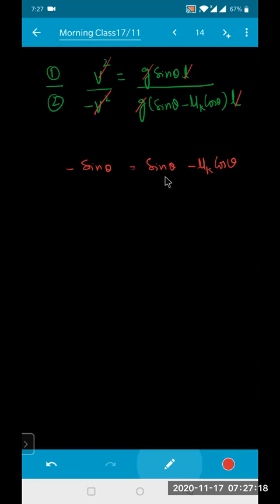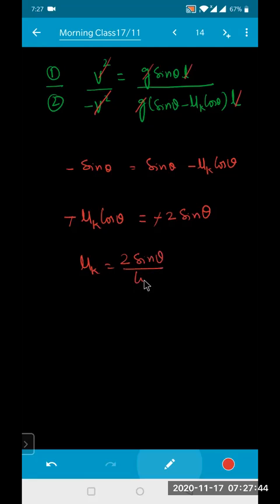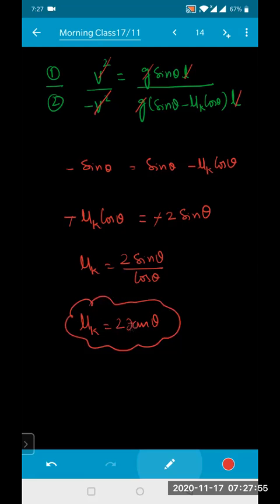Isn't it? So now you can take mu k outside. So this will become minus of mu k into cos theta will be equal to, how much? Minus of 2 sin theta. Minus minus will get cancelled. So mu k will be equal to how much? 2 into sin theta divided by cos theta. Sin by cos is nothing but tan. So mu k will be equal to 2 tan theta. Clear? Yes, sir.